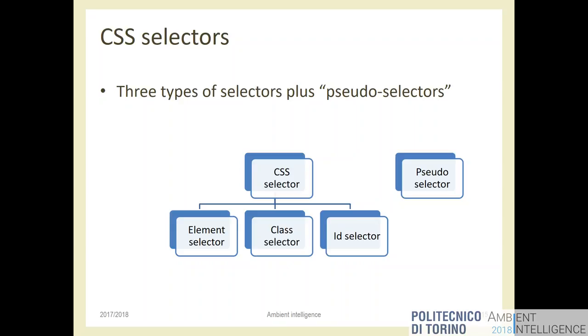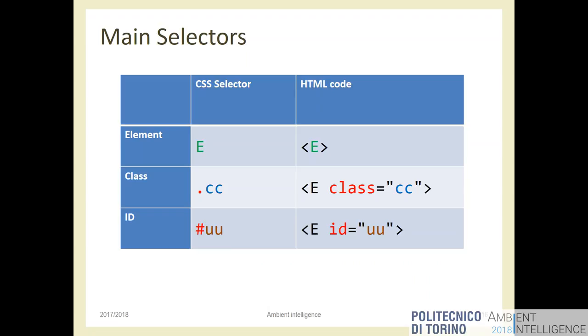And we have the three most important types of selectors: elements, class, and ID. An element selector is what we already used, like the body selector or the H1 selector or the P selector for the paragraphs. In CSS you only write it with the name of the element. E stands for an element. And it will apply to every HTML element with that name. So P means all the paragraphs, IMG means all the images. Okay? As a selector.